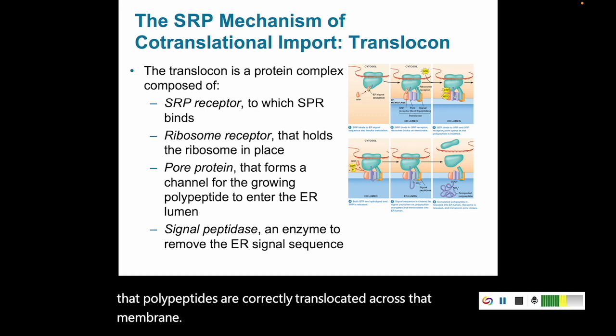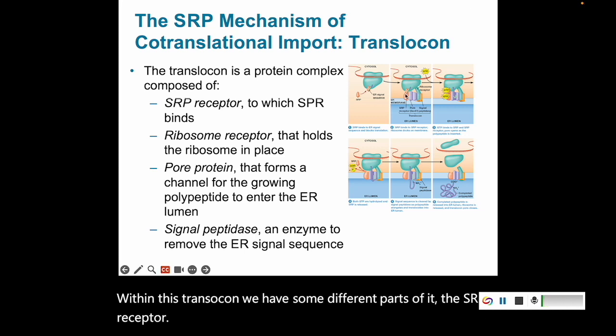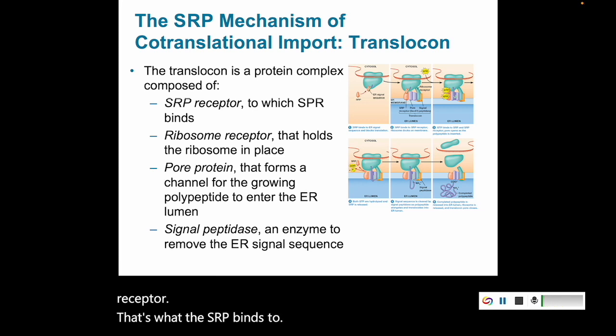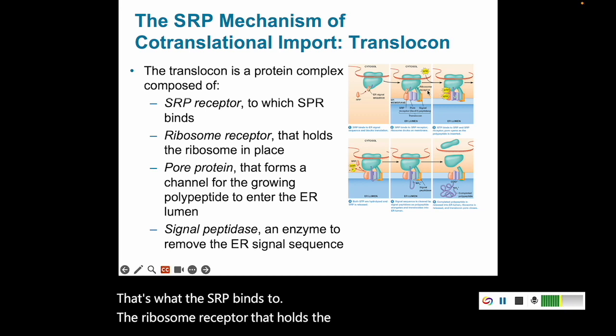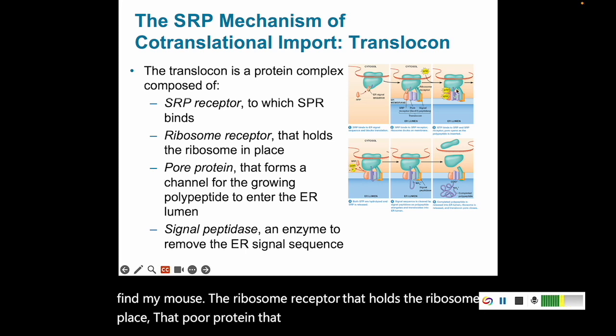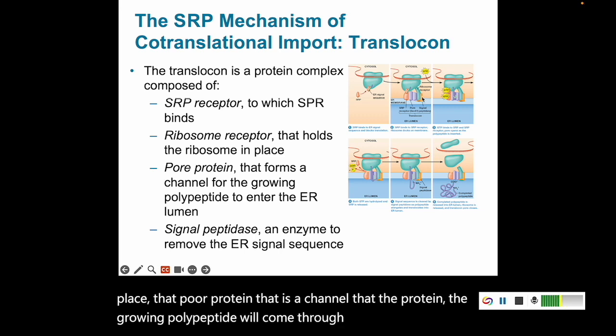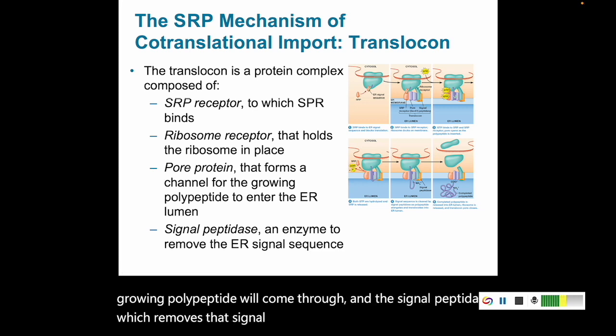Within this translocon, we have some different parts of it. The SRP receptor, that's what the SRP binds to. The ribosome receptor that holds the ribosome in place. The pore protein, that is a channel that the protein, the growing polypeptide, will come through. And the signal peptidase, which removes that ER signal sequence because you no longer need it.